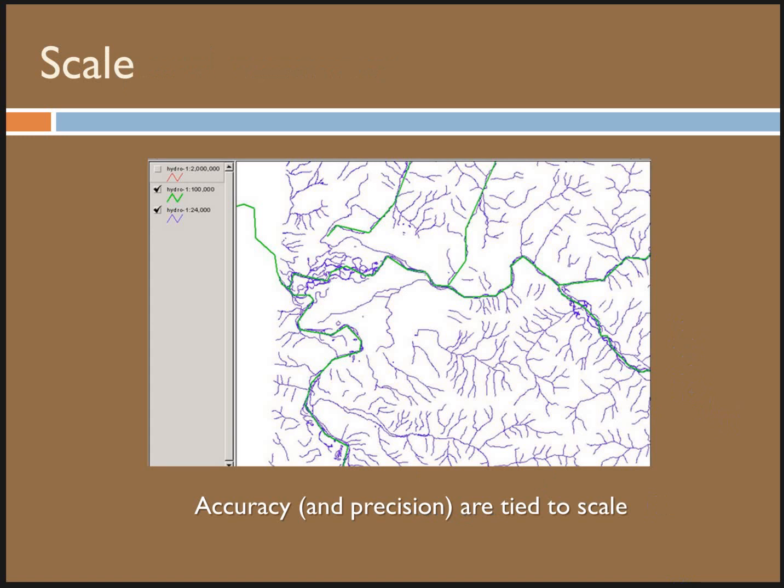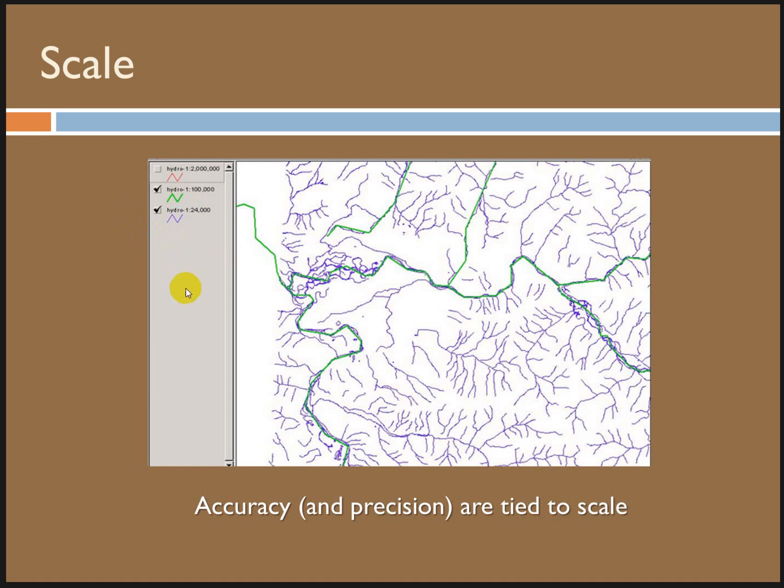And then scale. So scale is something that is definitely related to accuracy and precision. Here's a map where we've got rivers that are mapped at a scale of 1 to 100,000, and rivers that were mapped at a scale of 1 to 24,000, which is the typical topo map scale. In general, larger scale maps show more detail than smaller scale maps, and larger scale maps also tend to have greater accuracy than smaller scale maps.